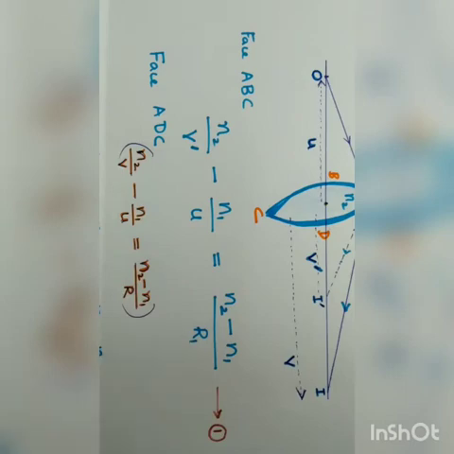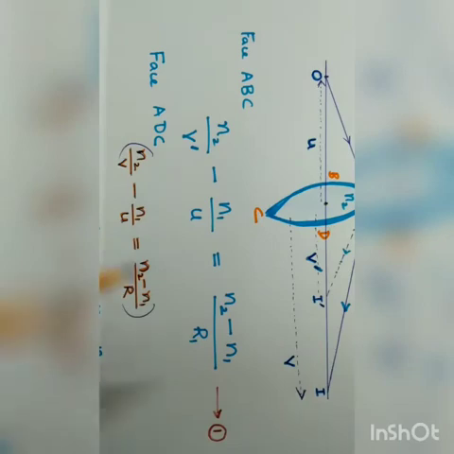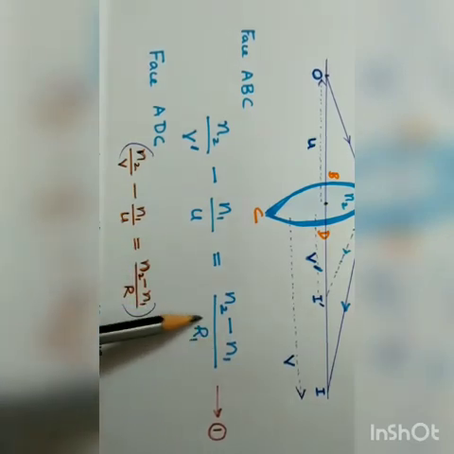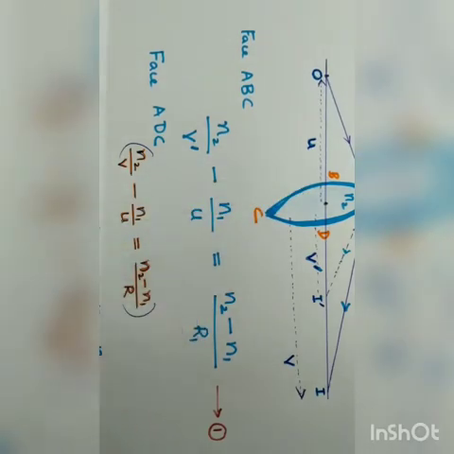What is R1? It is the radius of curvature of the first phase. Usually the formula is N2 minus N1 by R. Here we are applying R1 because there are two phases. For the first phase, we will put R1. For the second phase, we will put R2.